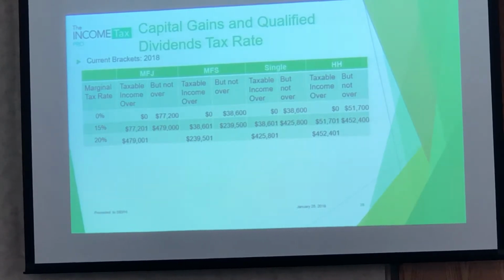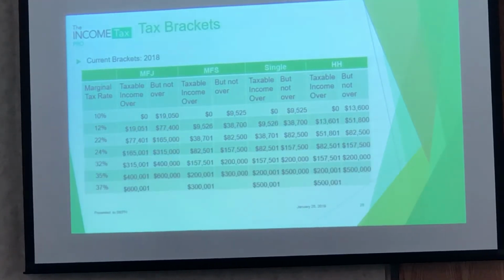Yeah, and let's go back to the tax table and illustrate that. You'll see here. Here's married filing joint, married filing separate. Look at this. When you get to the 24% bracket, 165 to 315 for married filing joint, married filing separate, 82.5.